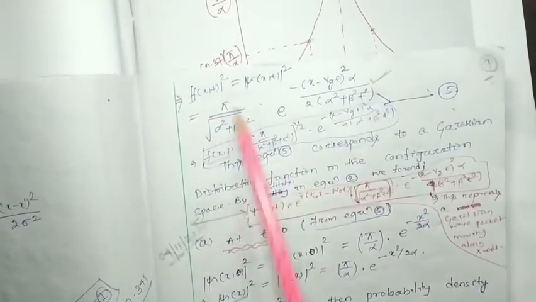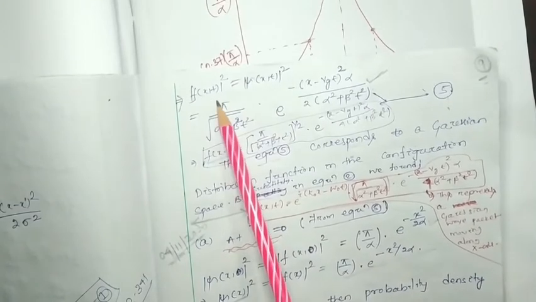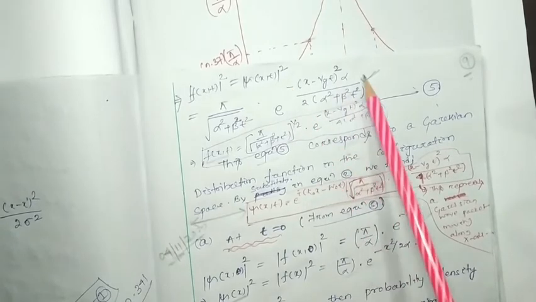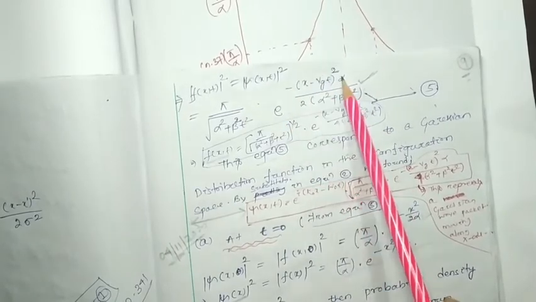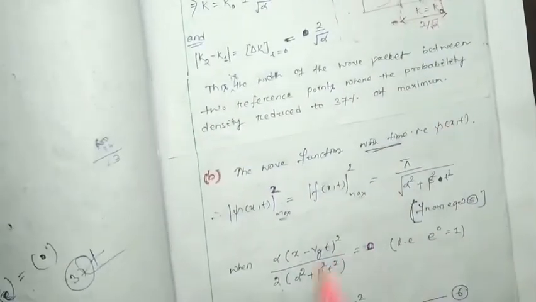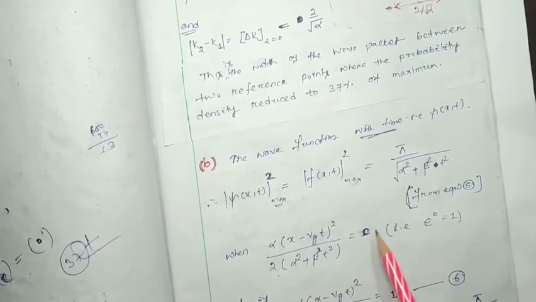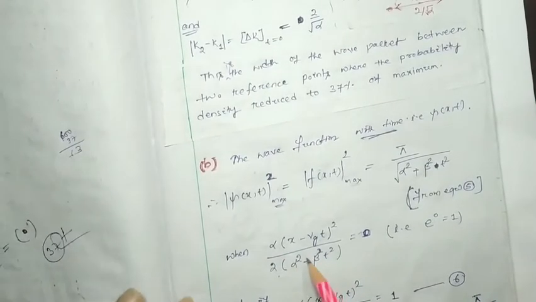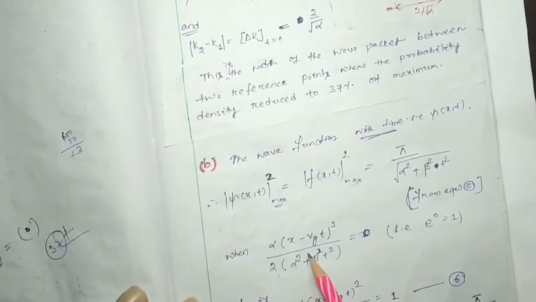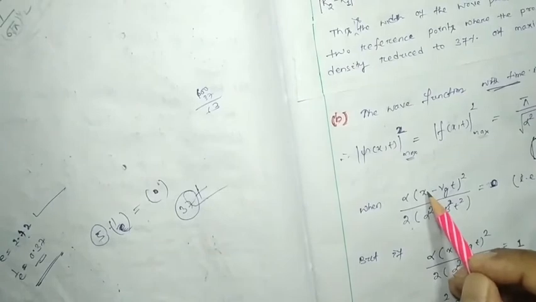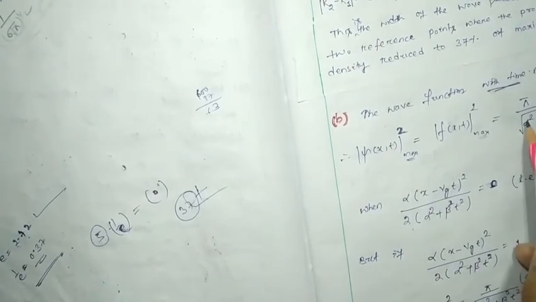You got my point? That means |f(x,t)|² or |ψ(x,t)|² will be equal to 0 when this exponent factor will be 0. That means α(x − vg t)² / (2(α² + β²t²)) will be equal to 0. Here you can find the corresponding position where we are going to consider that the maximum probability density we can find.